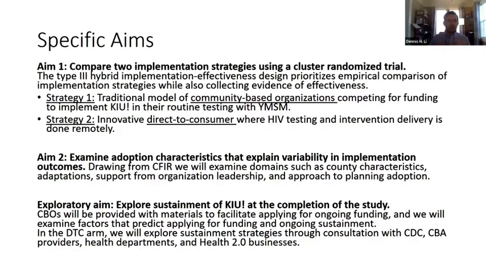The second aim of our study is to understand variability that we see in implementation outcomes, particularly among the CBO side. We know that the direct-to-consumer or DTC side has a central administration, so there may not be variation at the implementation level, but there may be variation at the county level. But on the CBO side, we're going to have a lot of variation at the CBOs, and we wanted to explore that using CIFAR constructs.